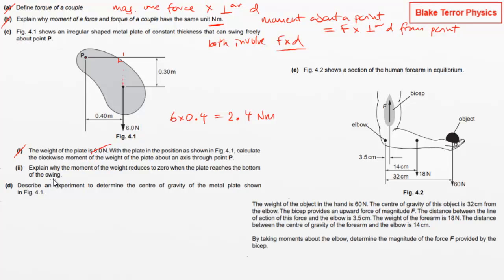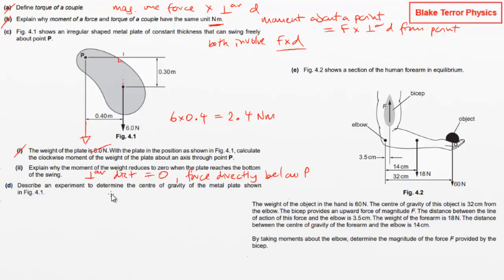Right, so that's that bit. Explain why the moment of the weight reduces to 0 when the plate reaches the bottom of the swing. Well, the perpendicular distance is equal to 0 because it's directly below. We're going to have the force down here at that particular point. So we're saying the force is directly below P, directly below P.